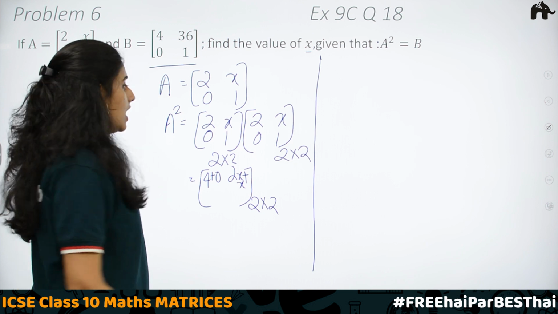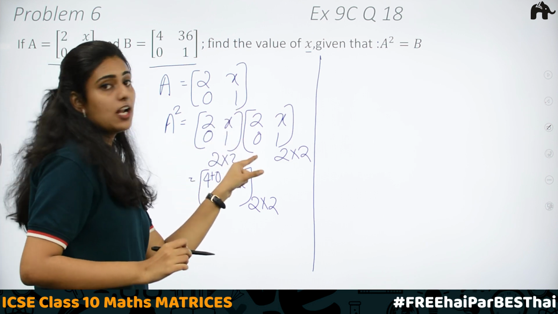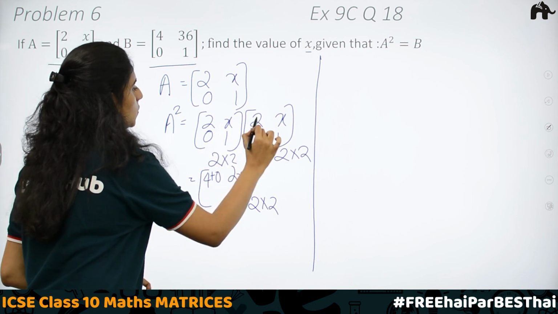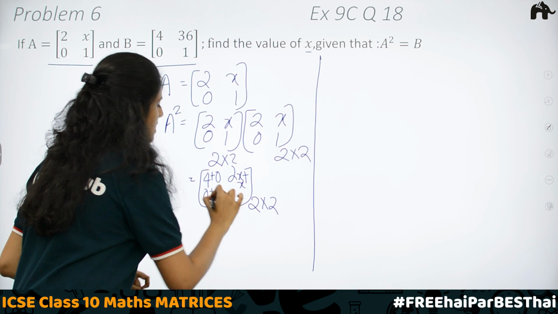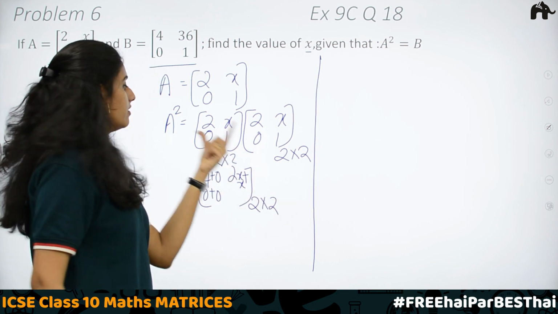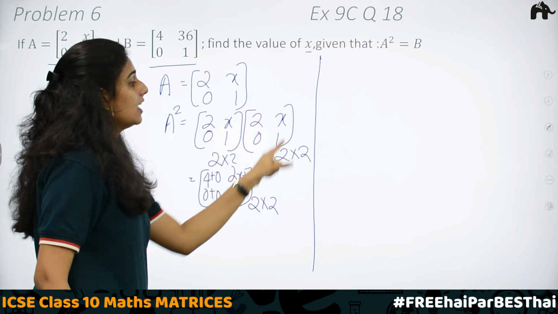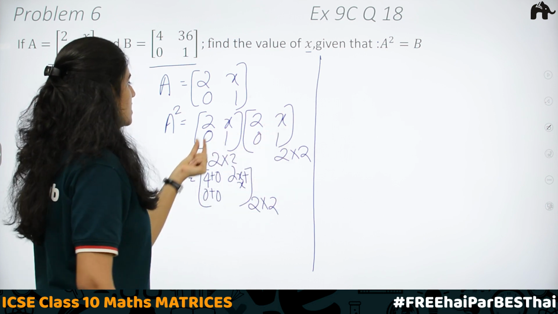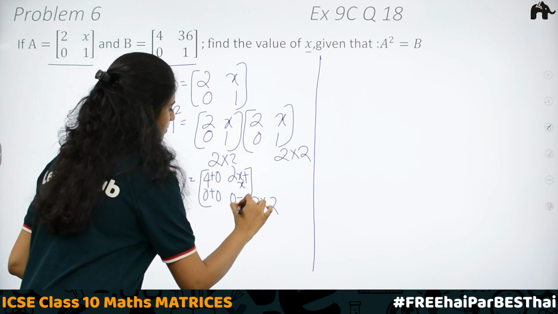Now to get the third element, we have to consider the second row of the first matrix and the first column of the second matrix. 0 into 2 is 0, 1 into 0 is 0, 0 plus 0. Next element, we have to consider the second row of the first matrix and the second column of the second matrix. 0 into x is 0, 1 into 1, 1.